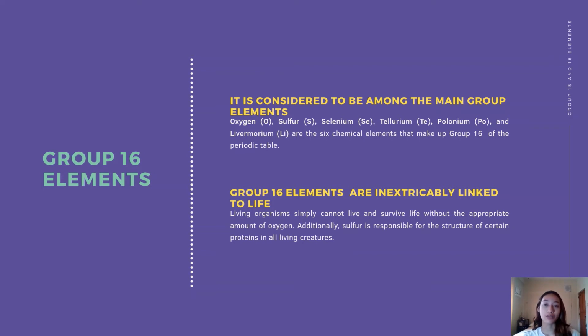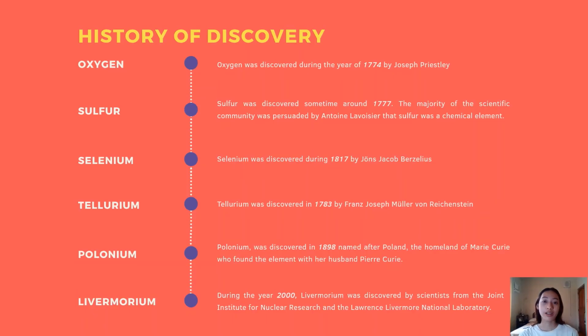Just imagine a life without any oxygen. Living organisms simply cannot survive without the appropriate amount of O2 in one's lifetime. Moreover, sulfur is responsible for the structure of certain proteins in all living creatures. These are just some of the incredible uses of group 16 in our life. Let us first dwell on their history and who discovered such elements.